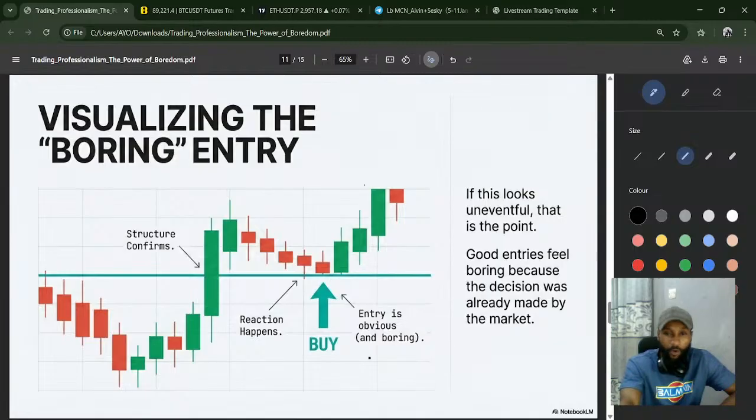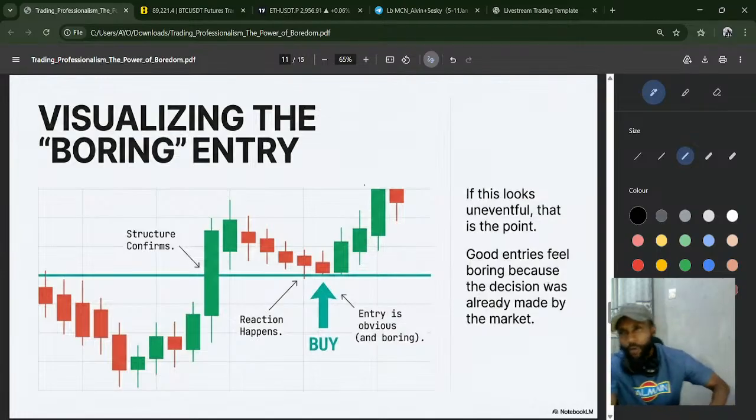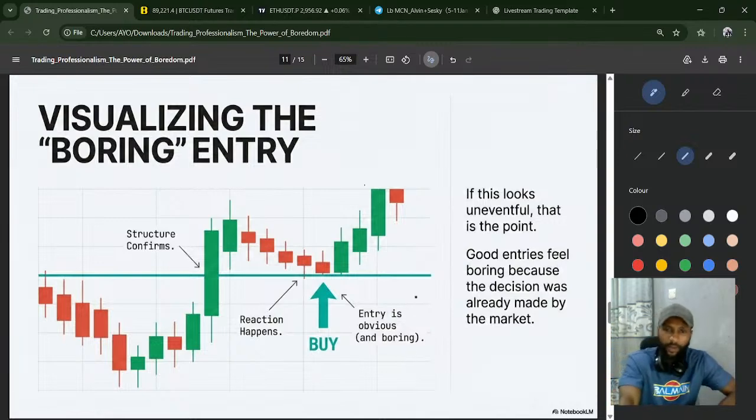Now the entry is obvious and boring, but you had to wait for this to happen to be sure. If this looks uneventful, that is the point. Good entries feel boring because the decision was already made by the market. The entry here is very obvious. Visualize the boring entry. This is all it takes.